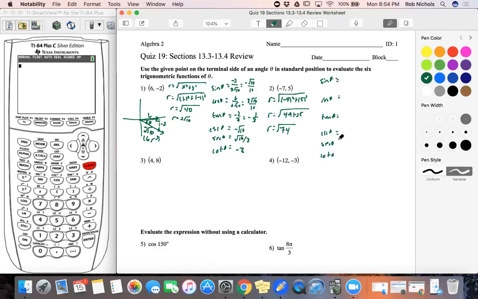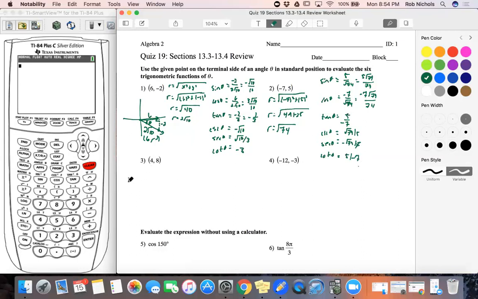All right, sine is y over r, so we have 5 over the square root of 74, which simplifies to 5 root 74 over 74. Cosine is x over r, so -7 over the square root of 74, which equals -7 square roots of 74 over 74. And then tangent is y over x. Then we have the reciprocals, so this is going to be the square root of 74 over 5. Then we have negative the square root of 74 over 7. And then we have 5 over -7.